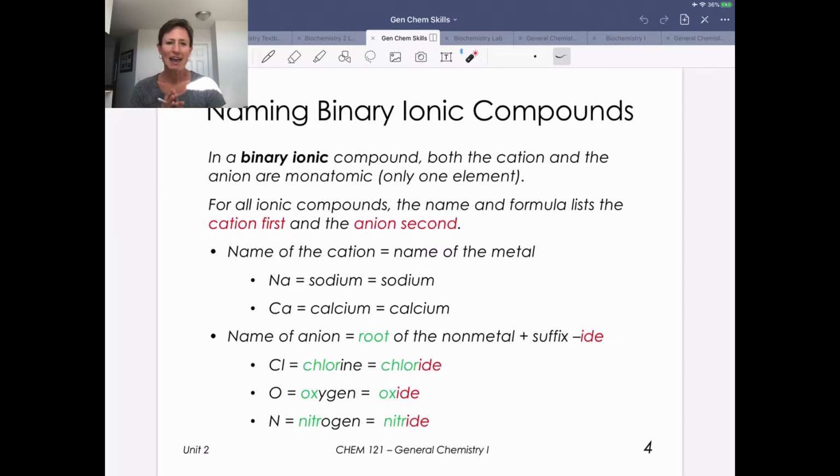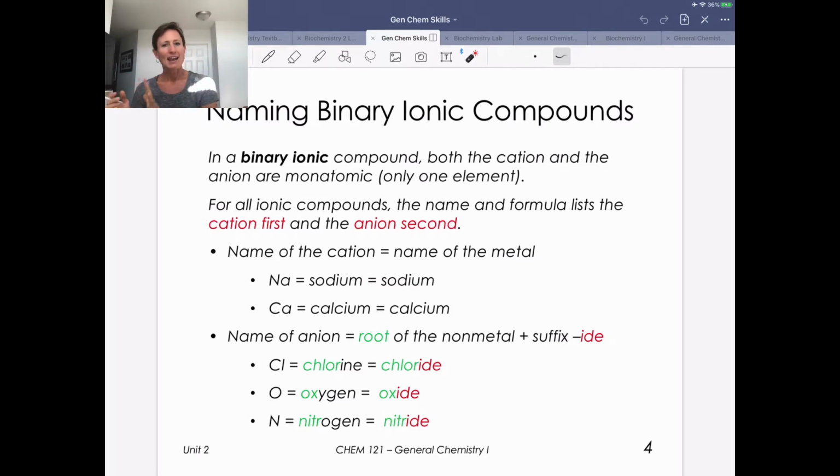When we're naming that cation, naming the metal, it's pretty simple. It's just whatever the name is on the periodic table. So for example, if it's sodium, that we make a sodium cation, we just call that sodium for naming. Same thing with calcium. Calcium would form a calcium 2+ cation. We would, in a naming sense, just call that calcium.